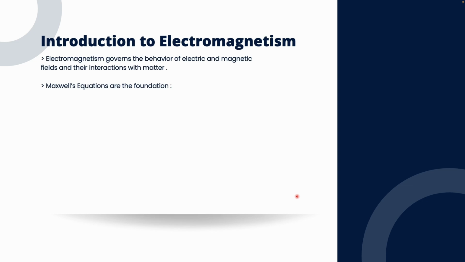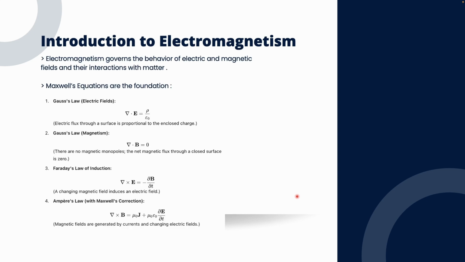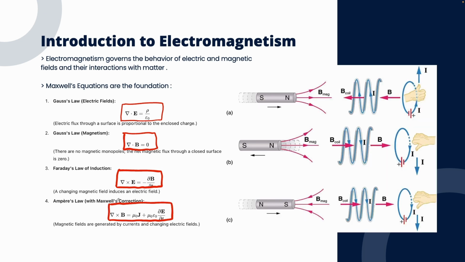Now we are going to look into Maxwell's equations. These are the four basic principles of Maxwell's equations: Gauss's law for electric fields, Gauss's law for magnetism, Faraday's law of induction, and Ampere's circuital law. You can see these are the four fundamental equations required in Maxwell's equations to know the basics of NMR spectroscopy. And this is the particular image in which we can see how Faraday's law works.